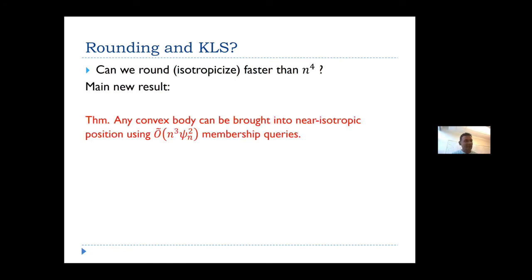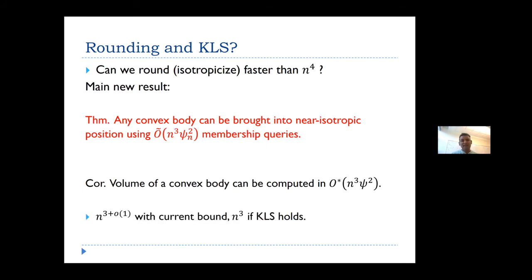And the main new result here, I have a few minutes, is that any convex body can be brought into near isotropic position using n cubed times psi squared membership queries. Okay, psi is the KLS constant. Now, the volume of convex body can be computed, therefore, as a corollary, because once it's in near isotropic or well-rounded, we know it can be done in n cubed. So this is the bottleneck. And so therefore the volume of arbitrary convex body is n cubed psi squared. And in fact, with the current bound on psi, this is n to the 3 plus little o 1. Then it'll become n cubed if somebody proves the KLS conjecture. That's the main result.